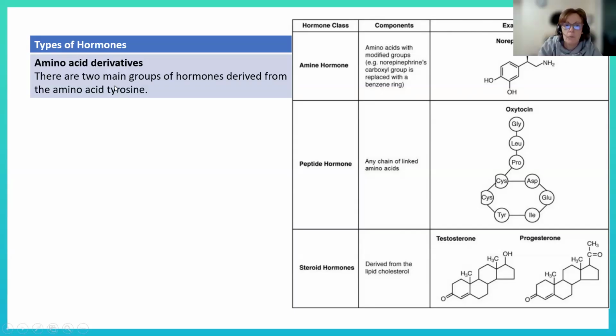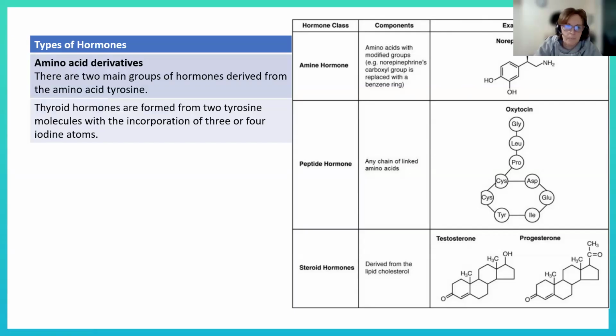So there are two main groups of hormones that are derived from an amino acid called tyrosine. Amino acids, you might remember, are the building blocks for proteins. And these amino acids have modified groups on them, so they're slightly different to amino acids that are used to build proteins. Here's an example here, norepinephrine. So epinephrine is adrenaline, so it's similar to adrenaline.